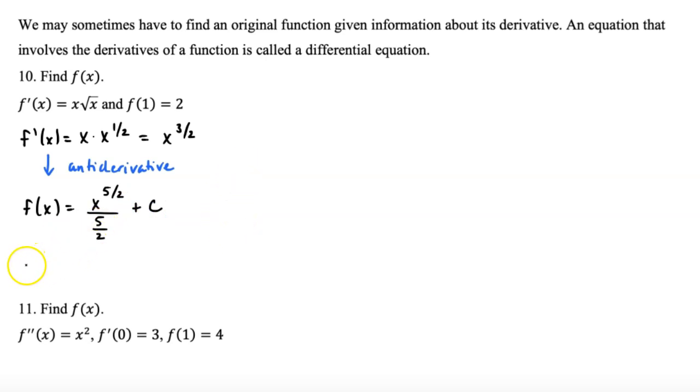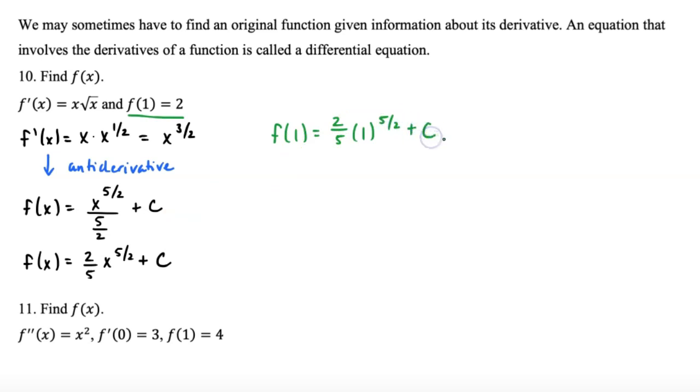Now let me clean this up a little bit. I've got f of x is equal to, dividing by 5/2 is the same as multiplying by 2/5. So I've got f of x equals 2/5 x to the power of 5/2 plus c. So now what do I do with this f of 1 equals 2? Well, this is going to give me my constant. So if I find f of 1, I'm going to be left with 2/5 times 1 to the power of 5/2 plus c.